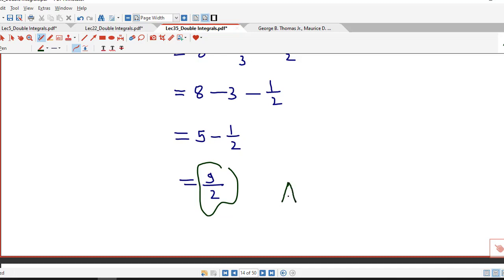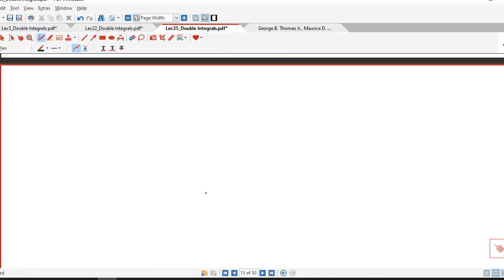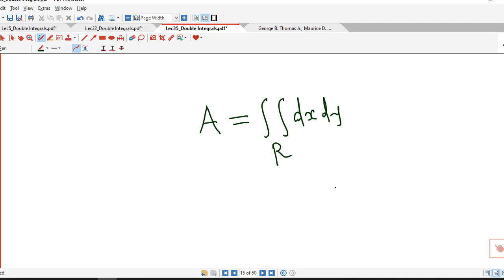So the area of the region enclosed between the parabola and the line is 9 by 2. In this way we can use double integrals to calculate the area of the bounded region between given curves. We will remember this formula: the area of the region bounded between given curves is given by the double integral of the function 1 with respect to x first and then y, or with respect to y first and then x.